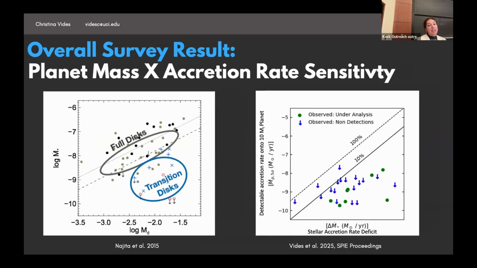And lastly, as I introduced at the beginning of this talk, stars around transition disks are in a stellar accretion rate deficit. We show how we're sensitive to planets accreting at some fraction of the stellar accretion rate deficit by plotting the detectable accretion rate onto a 10 Jupiter mass companion as a function of stellar accretion rate. We find that for most of the targets in the survey, we are sensitive to a 10 Jupiter mass companion accreting at 10% or less of the stellar accretion rate deficit. If we were to do this for a 1 Jupiter mass companion, it would be 100% or less.